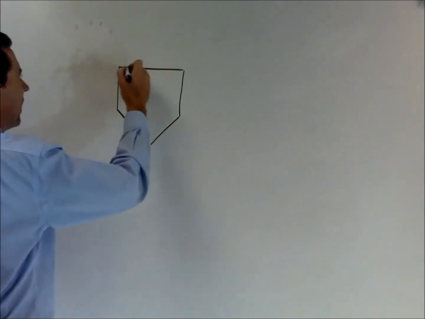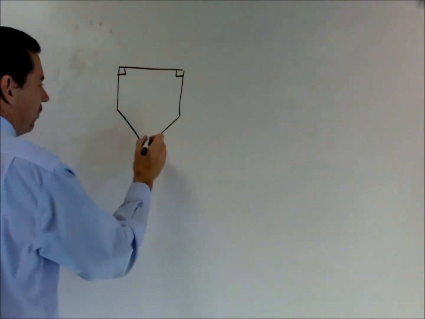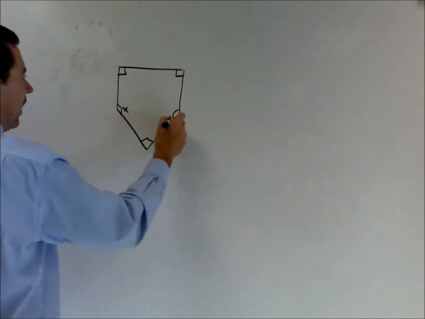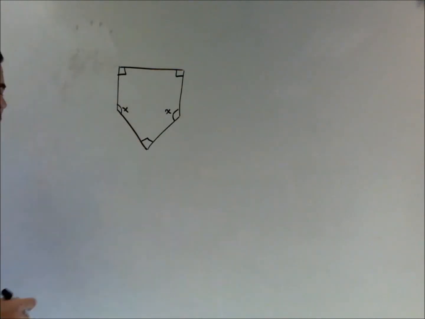All right, here's one of the word problems from the homework where it talks about a baseball diamond's home plate. It has 3 right angles, the other 2 angles are congruent, find the measure of the other 2 angles. So it's basically saying there are 3 right angles in this figure. The other two angles are congruent, and I'm going to call those x. I don't know what they are, and they want us to figure out what they are.